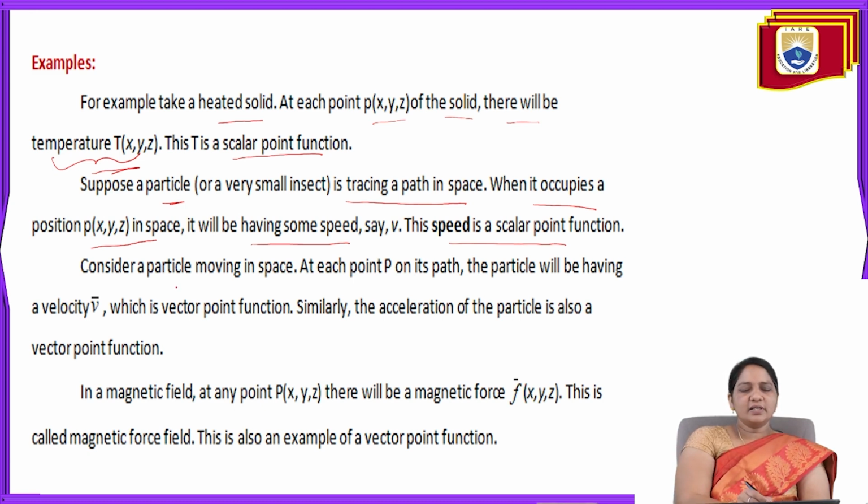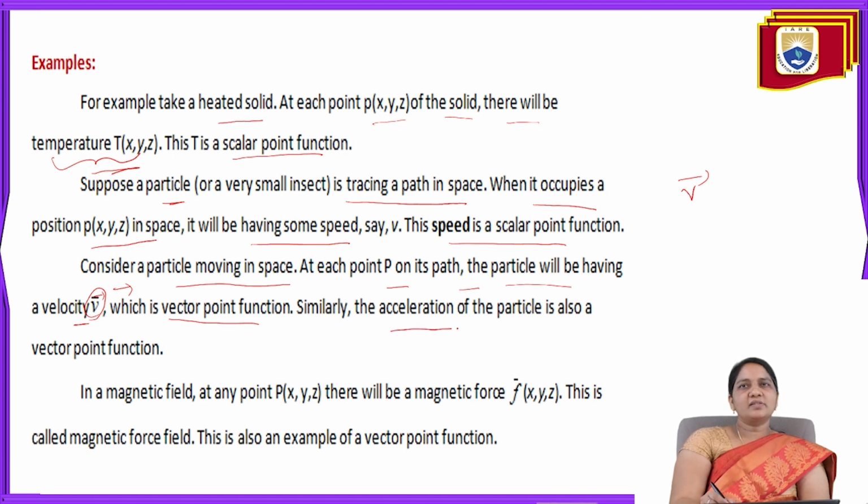Next, consider a particle moving in space. At each point P on its path, the particle will have a velocity. Velocity has some direction, which is a vector point function. A vector has direction, which we denote with a bar here.